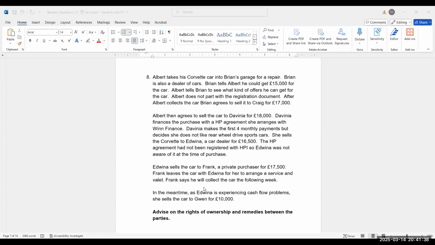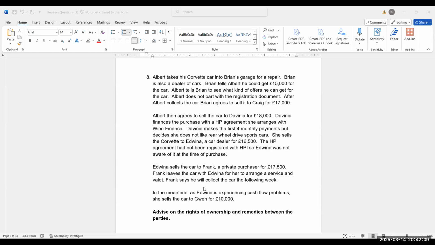But remember, in the question, it says it's two parts. The first thing is advice on the rights of ownership. So that's what we've talked about. Ownership. Now it looks like Gwen has got good title. But there are some other questions left hanging. The first one is a question of remedies between the parties. Is there total failure of consideration? Who is able to sue for the tort of conversion, and then the interference with goods? And that's the next part we should be discussing.